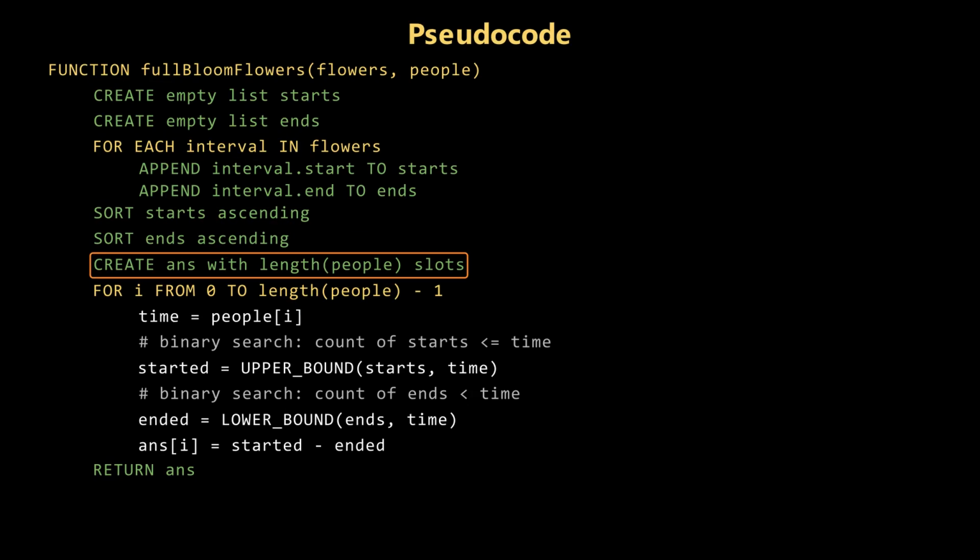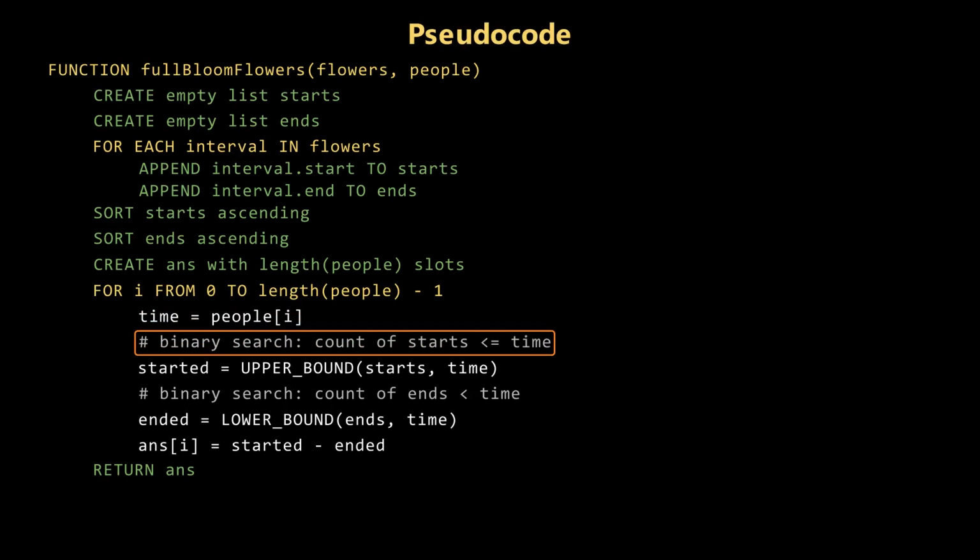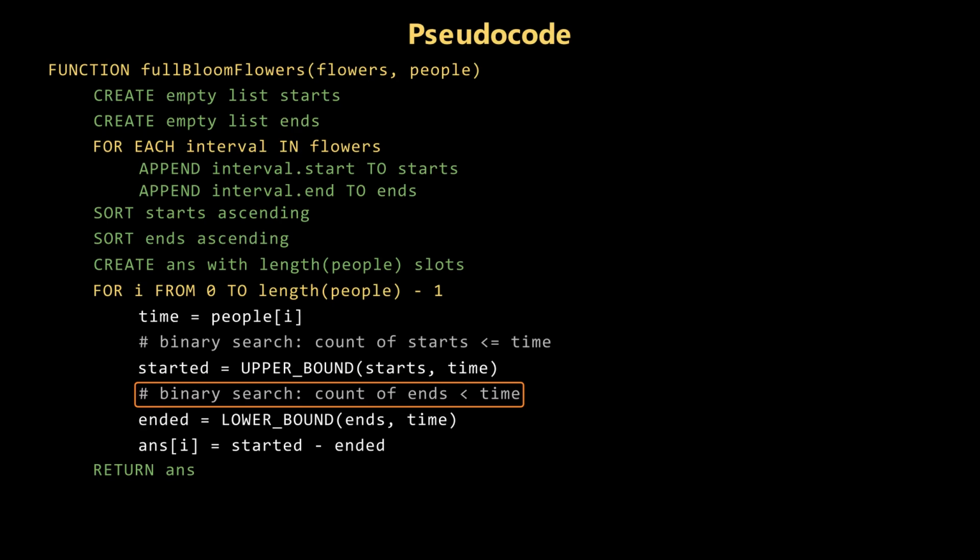Allocate 1 answer slot for every person. Loop over each person index. Read that person's arrival time. Upper bound is a binary search that counts how many starts are less than or equal to that time. Store that count as started. Lower bound is a binary search that counts how many ends are strictly less than that time. Store that count as ended. Bloom count is started minus ended, store it in the answer. Return the filled answer array.